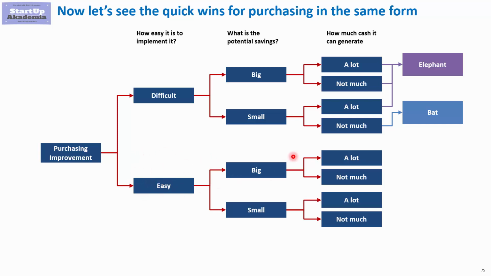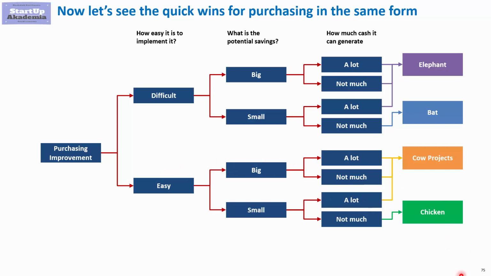In a similar way, we can pinpoint now the cow projects here. So they would be easy in generating big potential savings or generating a lot of cash. And this is what we've got. And the last group is the chicken. So this is the project which is easy, small when it comes to potential savings, and not generating a lot of cash. Obviously, in the case of purchasing, our quick wins, so the first priority would be cow projects. So something which generates either big savings or big cash impact, and it's easy.